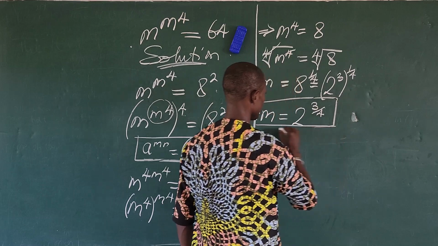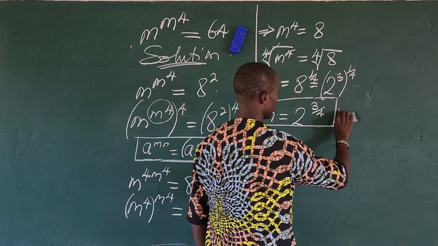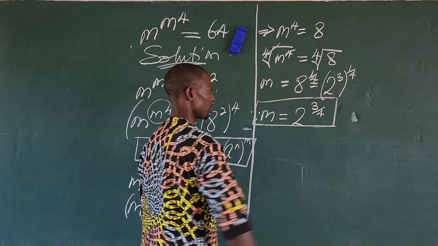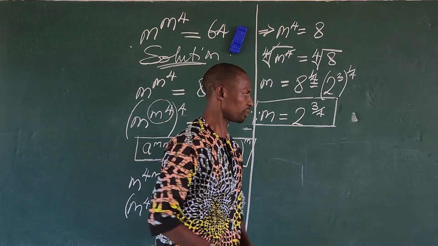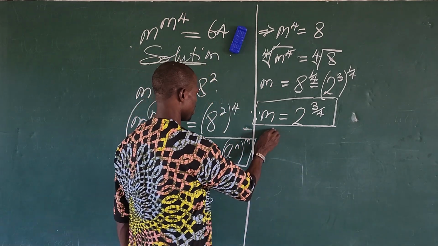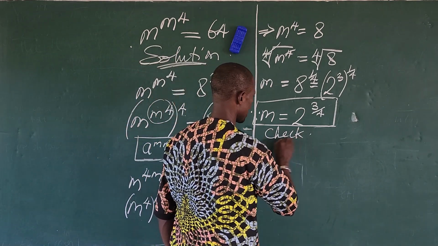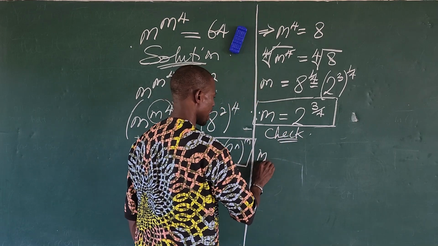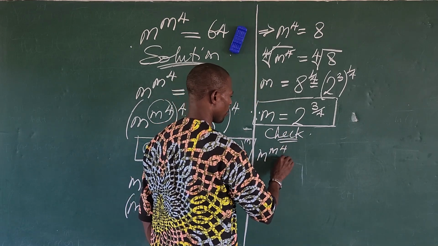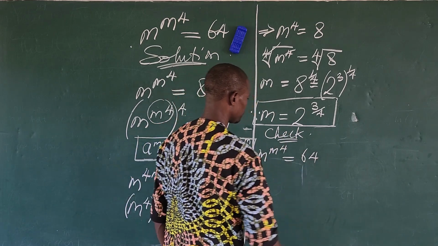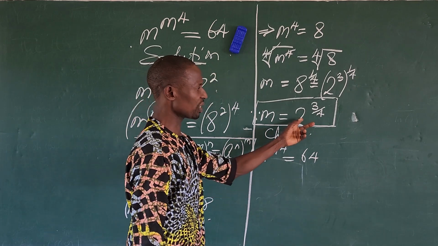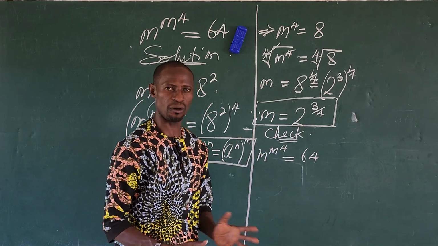Okay, so we want to check if this answer is correct. If it is not correct, if it is extraneous, we will also know. All right, so we know our question. So let's take our check. We have our question to be m to the power of 4 is equal to 64. Whenever we see m, let's put in 2 to the power of 3 all over 4 there.